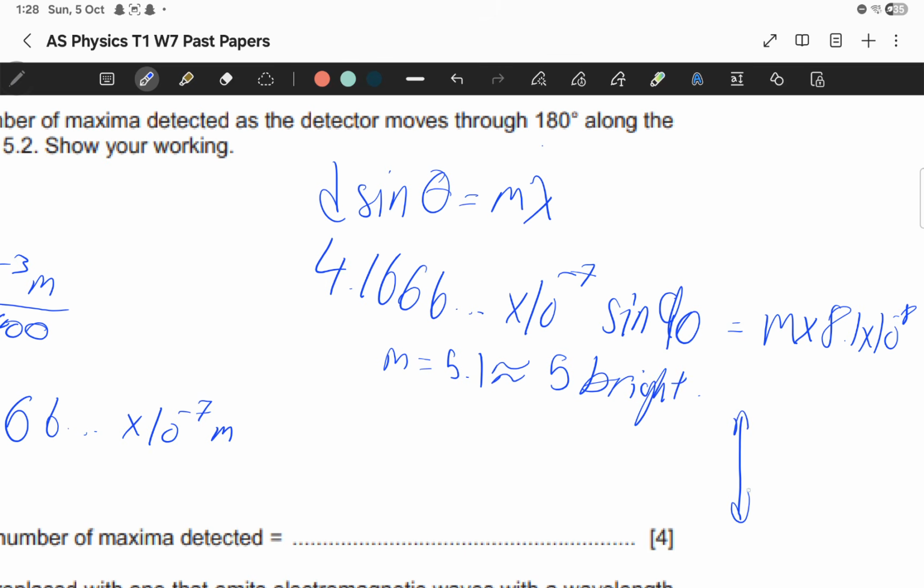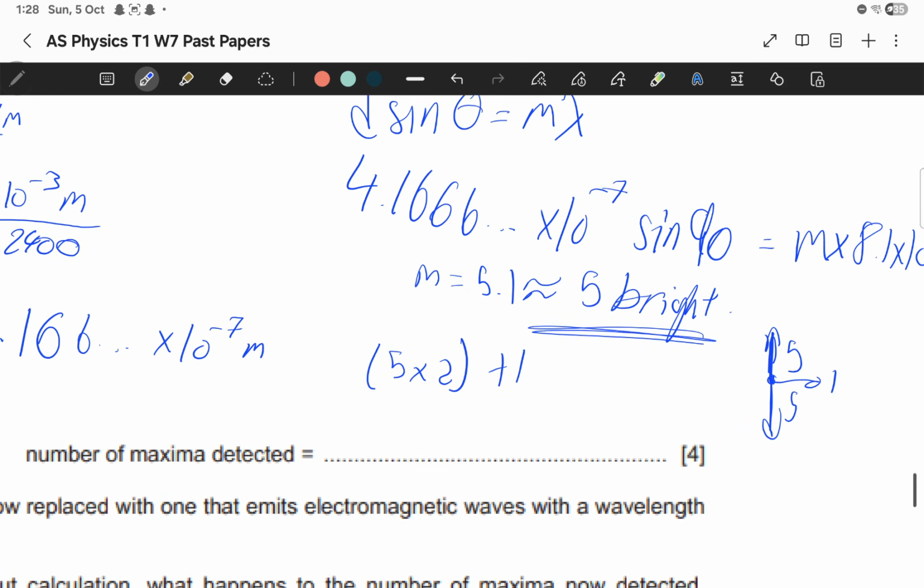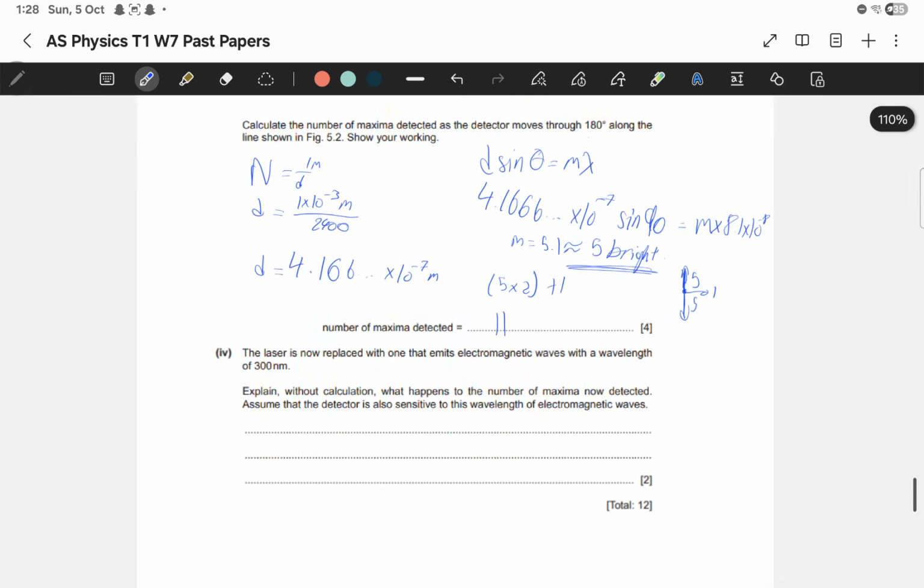Now remember, it moved 180 degrees, and this is how much in 90 degrees. So that means 5 bright fringes up, then 5 bright fringes down. But you're forgetting the central maximum. There's 1 here, so it's 5 times 2 plus 1. The formula is basically m times 2 plus 1. M is 5 in our case, so it's going to be 11 bright fringes, or 11 maxima.